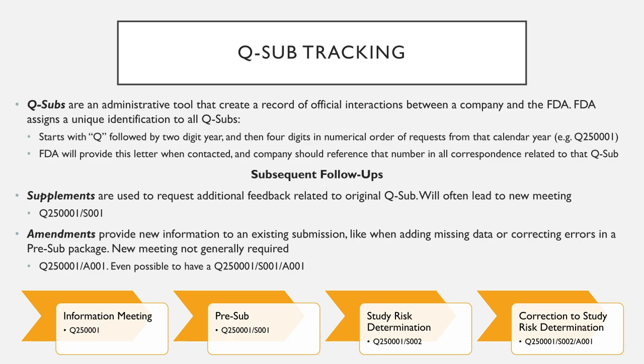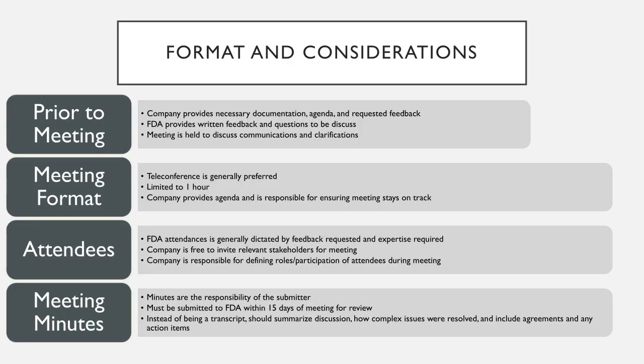Now, generally, prior to a pre-sub meeting, a company will provide necessary documents related to the medical device. They'll supply an agenda and then requested feedback in the form of questions related to the type of feedback that they're looking to get from the FDA. The FDA will then provide written feedback and any questions or clarifications on any of those points. Then the actual pre-sub meeting will be held to discuss that feedback, the written comments, and any clarifications that the FDA might be requesting or the medical device company is looking to get from the FDA.